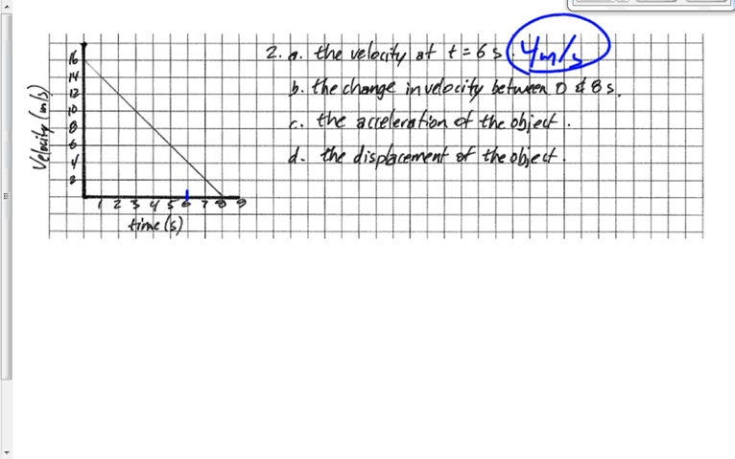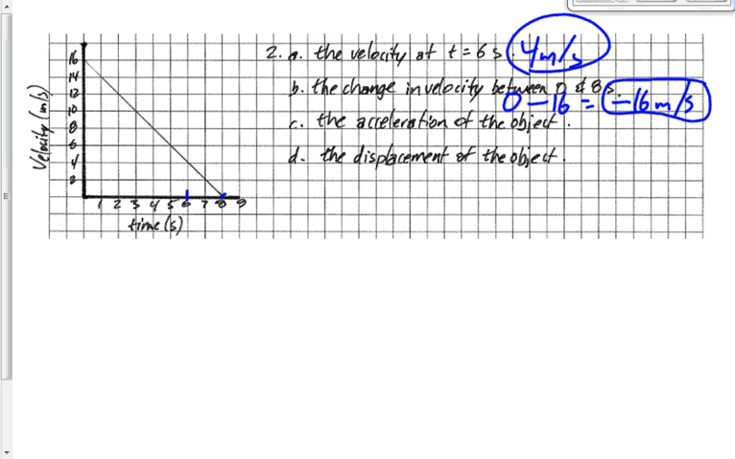It's final minus initial. The final velocity at 8 seconds is 0. The initial velocity is 16 meters per second. Negative 16 meters per second. Listen, it's slowing down. We should have a negative change of velocity here, not a positive, because it's slowing down.